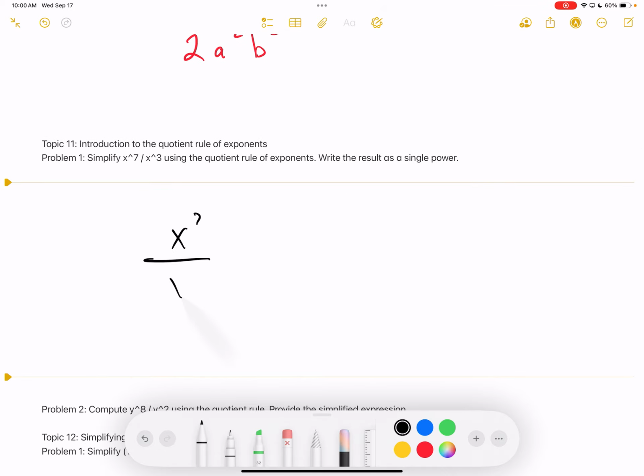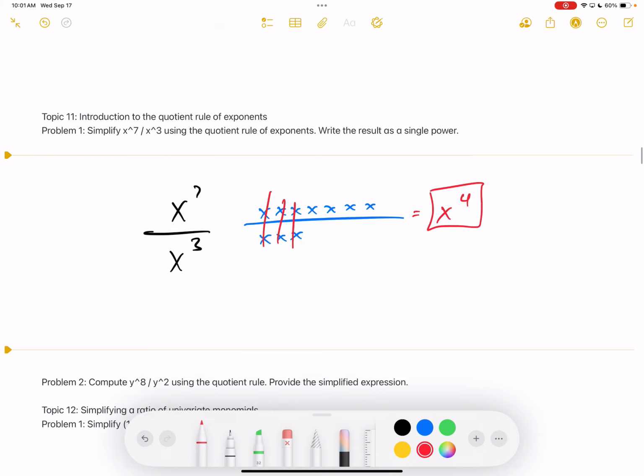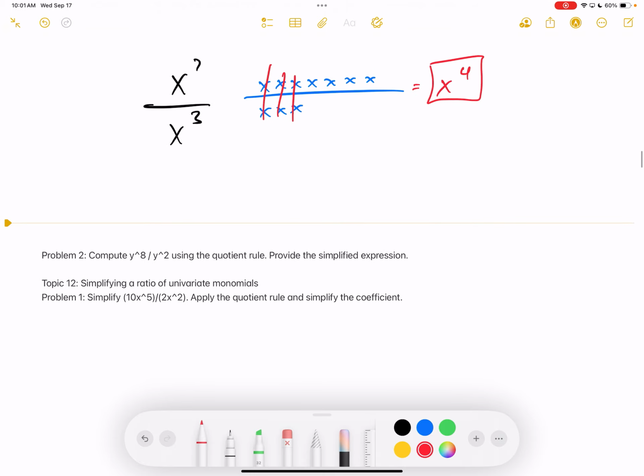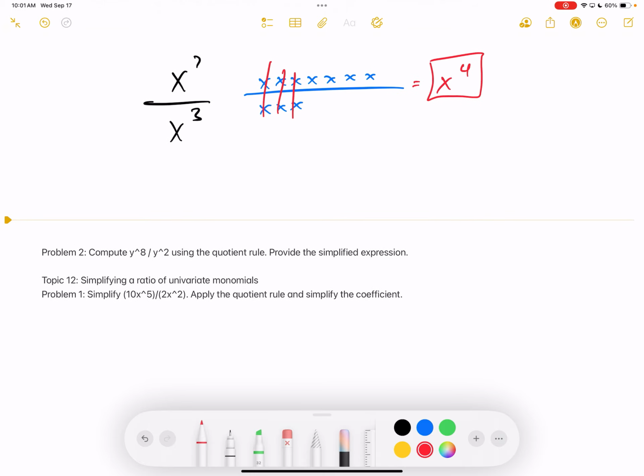Not exactly sure why it went back to an easier one here, but that's fine. X to the 7th divided by x cubed. If you need to write it out, that's fine. I have 7 on top and 3 on the bottom, so I got 4 extra on top. Technically, this is like x to the 4th over 1 because there's nothing left on the bottom, but we just have to write x to the 4th. There will come a moment here in a bit where we have more on the bottom.